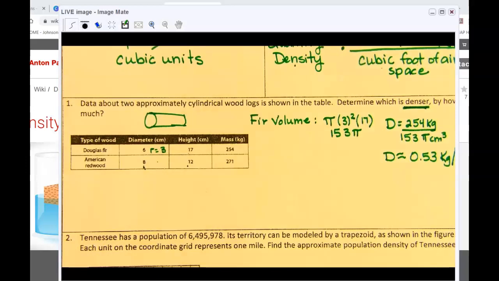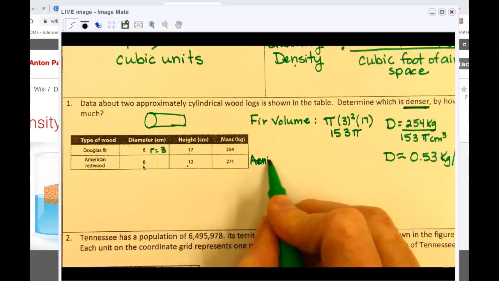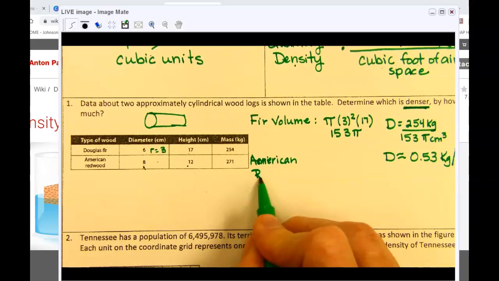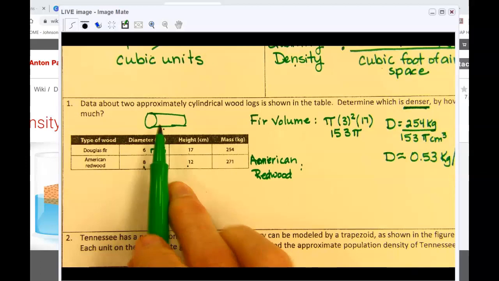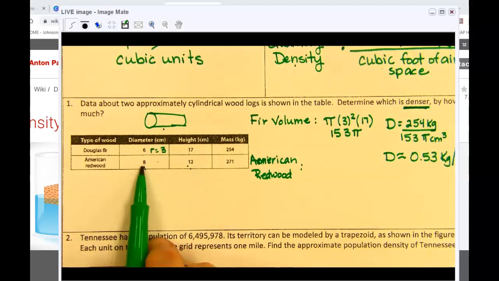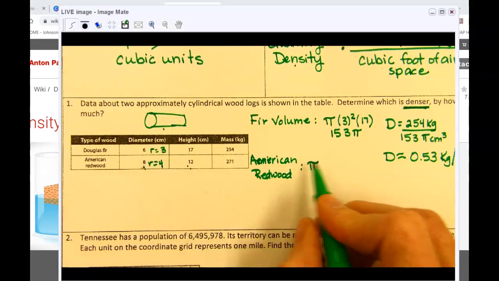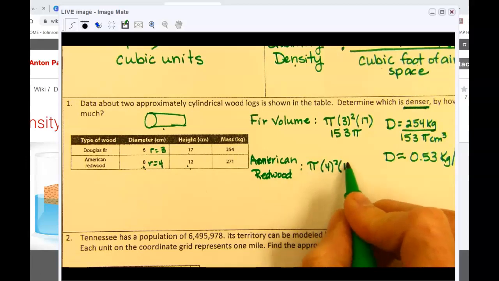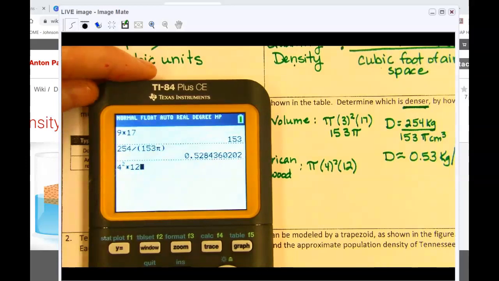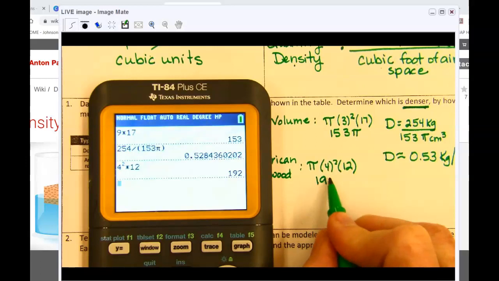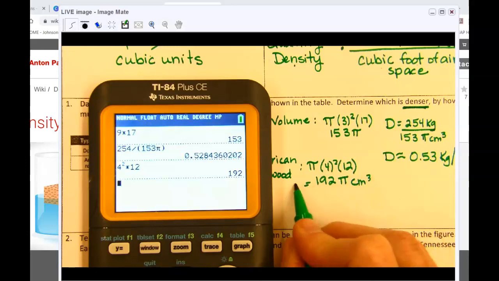Now, we are going to do the same process for the American redwood. We first have to find the volume of that. We are going to use the same formula. Now notice that it is shorter, but it is wider. So the radius will be 4. So pi radius squared times height. For this one, we are going to get 4 squared times 12, so we are going to get 192 pi. And this is also going to be cubic centimeters for the volume.